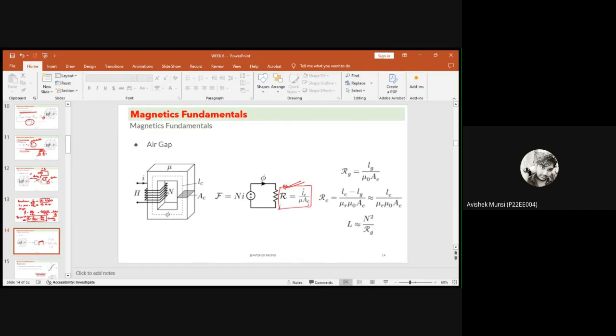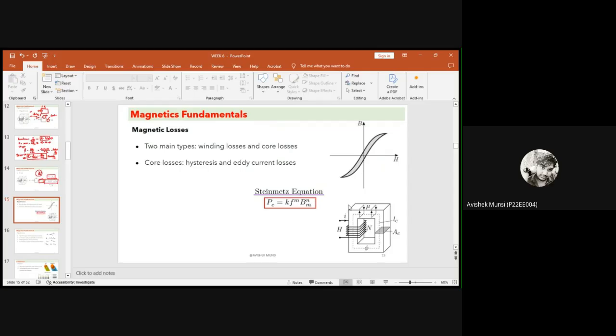Reluctance is basically LC by mu AC, which we derived already, right? So from here, this is the core reluctance. Okay, and from here we calculate how much air gap we should maintain, right? Air gap is an essential factor, because while determining the BH curve, it is very important. We have to understand this and losses.